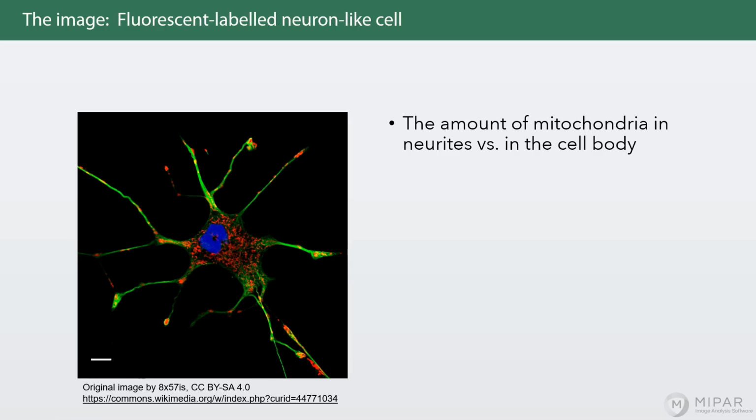So the research question that we're asking about this cell is where the mitochondria are located. Are they here in the cell body, or have they been transported out to the neurites here, these extensions? So we want to characterize this as a percentage, the amount of mitochondria in the neurites versus the percentage of mitochondria in the cell body.